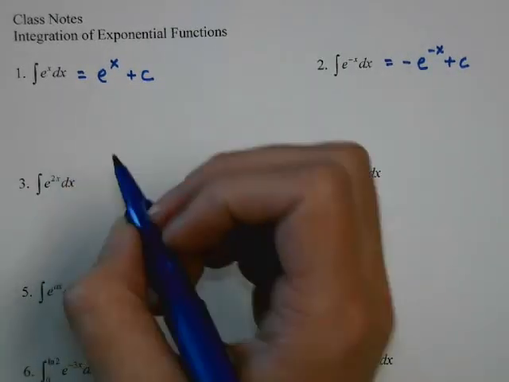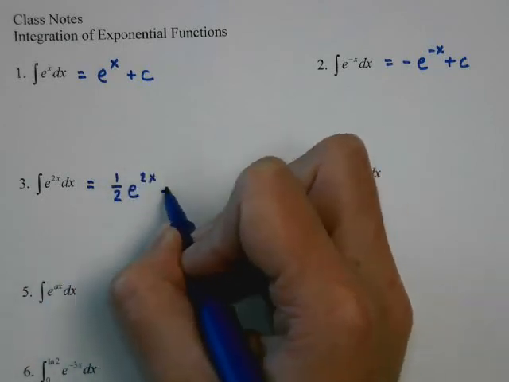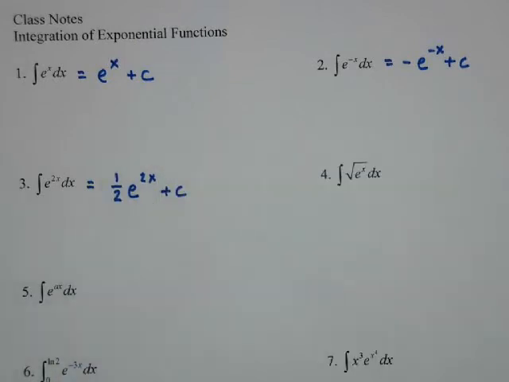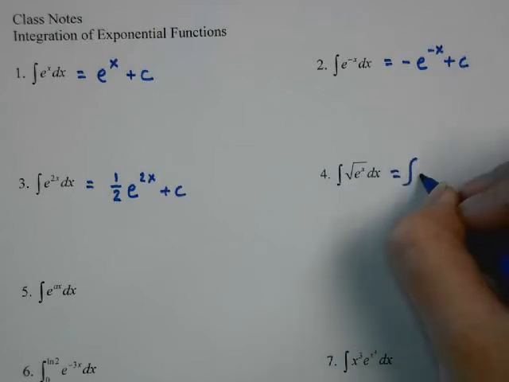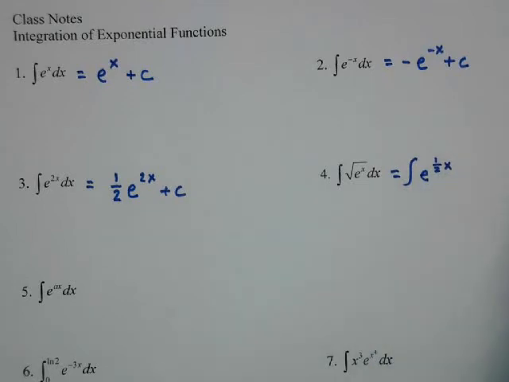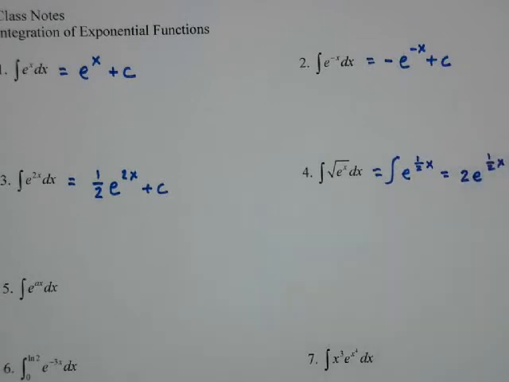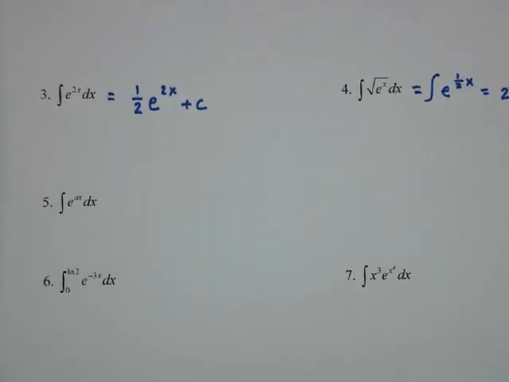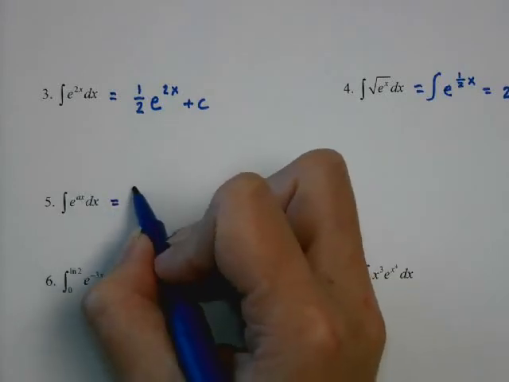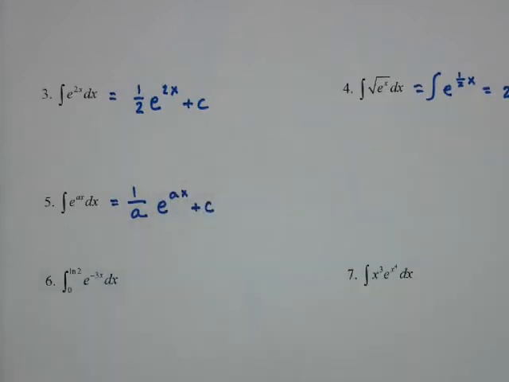Okay, here e to the 2x is going to be 1/2 e to the 2x, because when I take that derivative, we need to get rid of the chain rule. This is going to be the same as e to the 1/2 x. So this integral is going to be 2 e to the 1/2 x plus c. So we can generalize that to 1 over a e to the ax plus c.